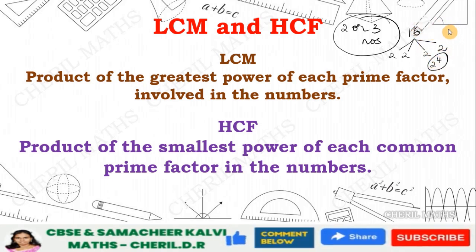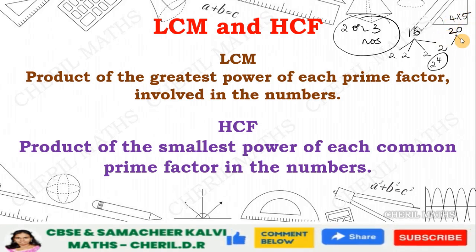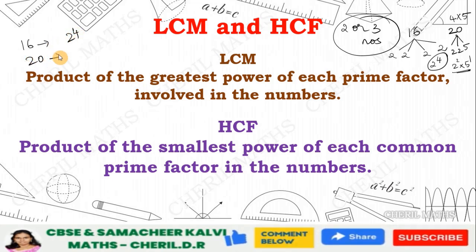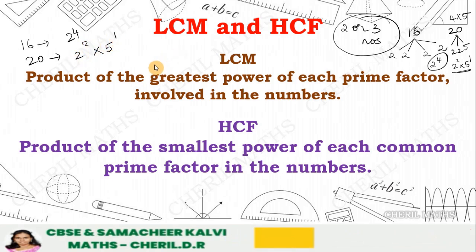Likewise for 20, what will you have? 20, you all know, is 4 into 5. For 4 you will have 2 into 2, into 5. So which will be 2 power 2 into 5 power 1. So for 16 we saw that it is going to be 2 power 4. For 20 it is 2 power 2 into 5 to the power 1.